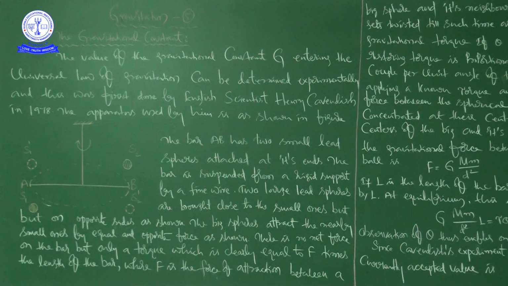www.kurinjischoolnkl.com. In continuation to the last class, in this class we start with the gravitational constant. The gravitational constant, which we represent with a capital G, right? As we discussed in our previous classes, Newton's law of universal gravitation, that is from the statement given by Newton.